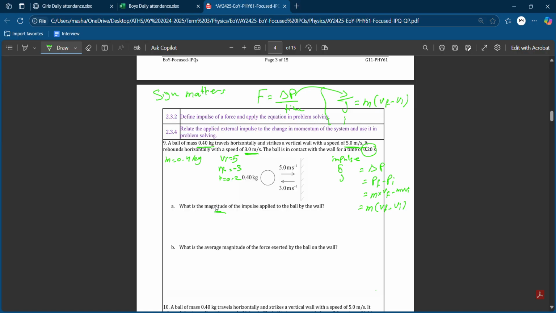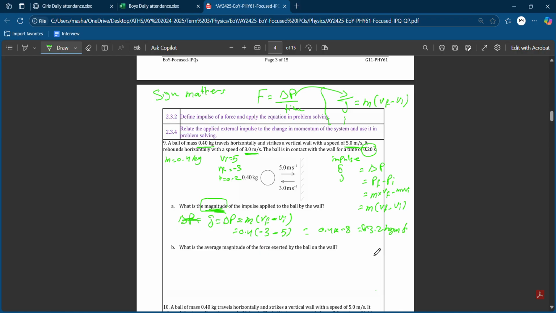Since we are talking about the magnitude of the impulse, J equals delta P, which is mass times (V final minus V initial). The mass is 0.4, V final is negative 3, minus 5, so it's 0.4 times negative 8. The answer will be 3.2 kilogram meter per second. The answer should be negative, which means it's going to the other side, to the left for example. But since he told us the magnitude, no need to put the sign.